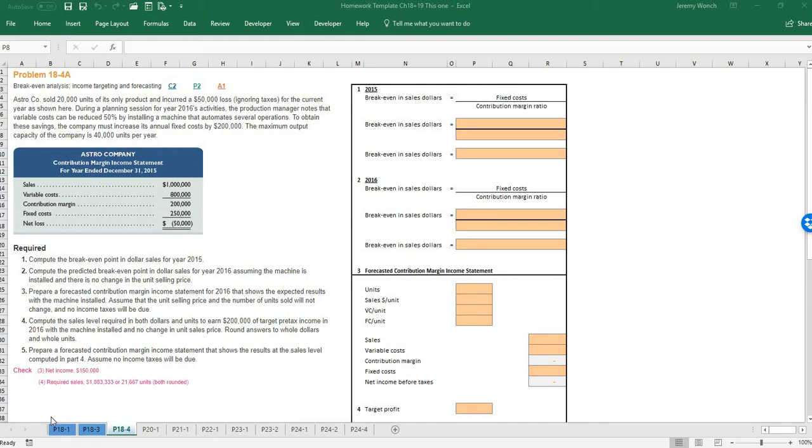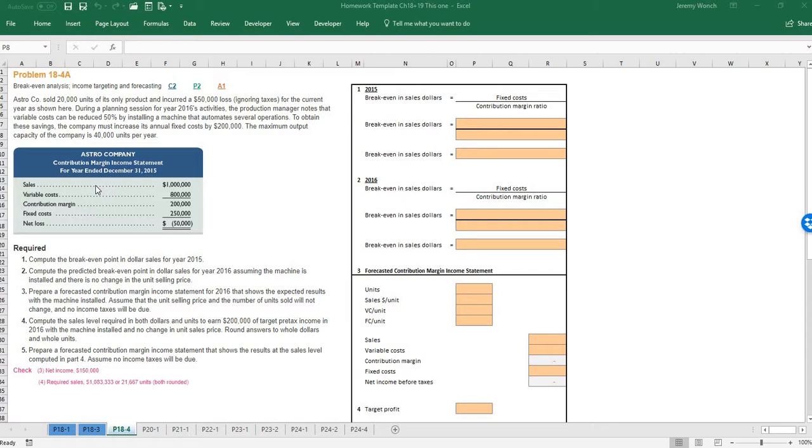So this is problem 18-4, and this talks about break-even analysis and target income. In this problem, Astro Company says they sold 20,000 units of its product and incurred a $50,000 loss, ignoring taxes. So that happened in 2015.